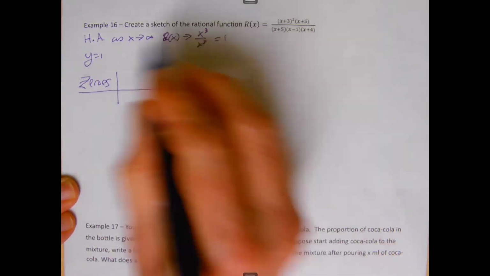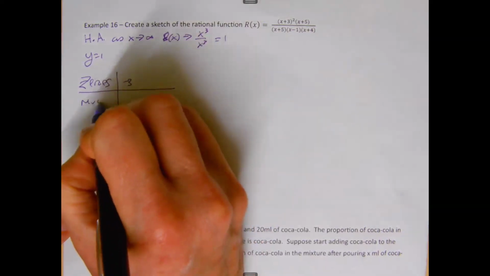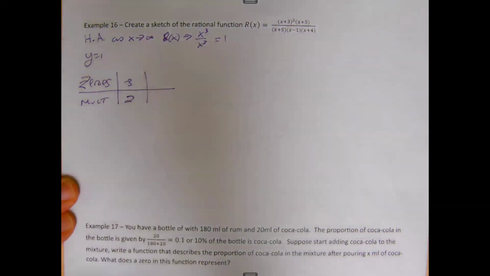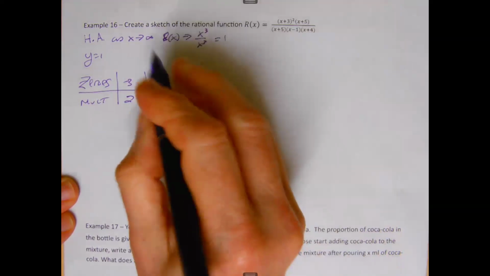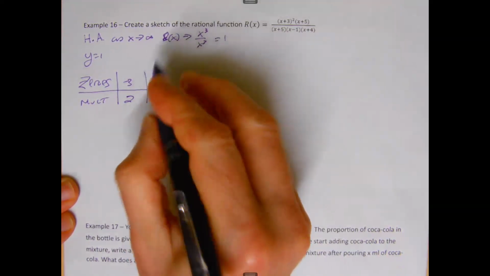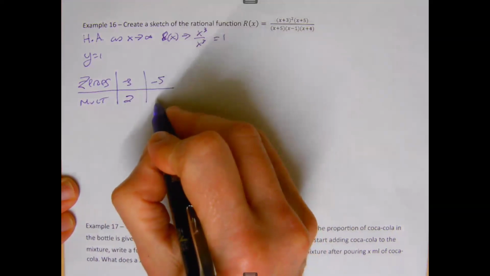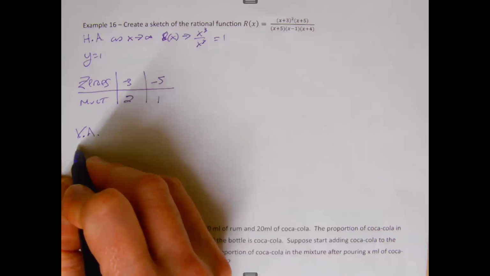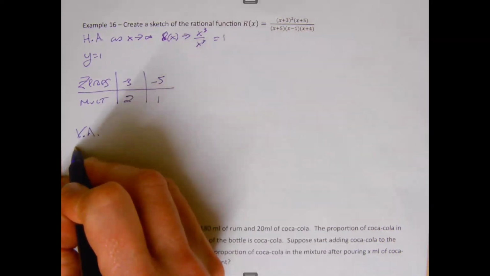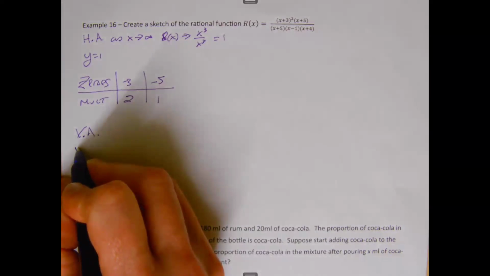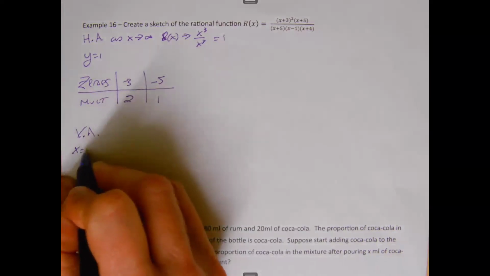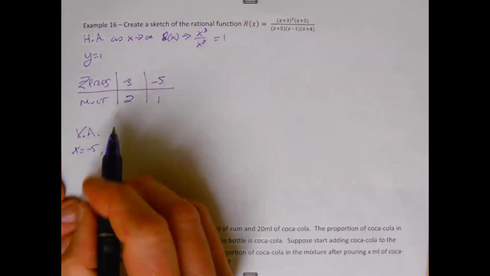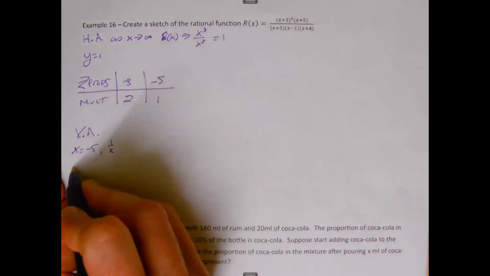So I got a 0 at -3, and that is of multiplicity 2. And a 0 at -5, and that is of multiplicity 1. And now for the vertical asymptotes, I look at the denominator, and I have -5 as a vertical asymptote. And again, this is multiplicity 1, so it's of this type, or this is the first power. Again, no such thing as multiplicity for vertical asymptotes.